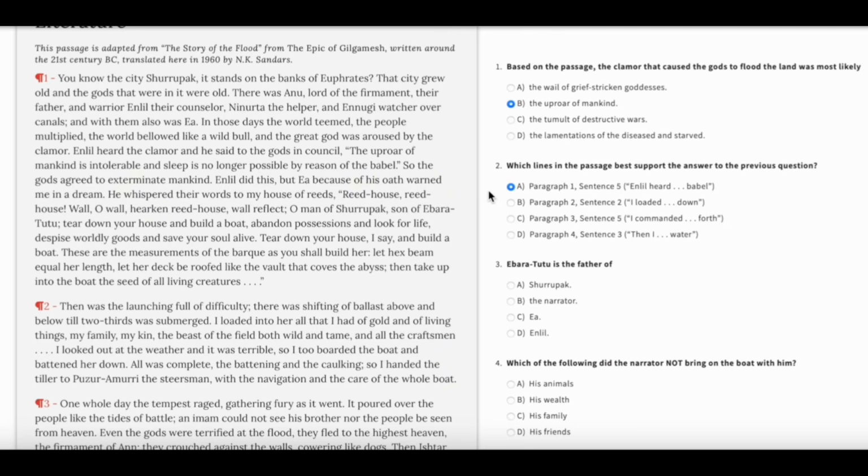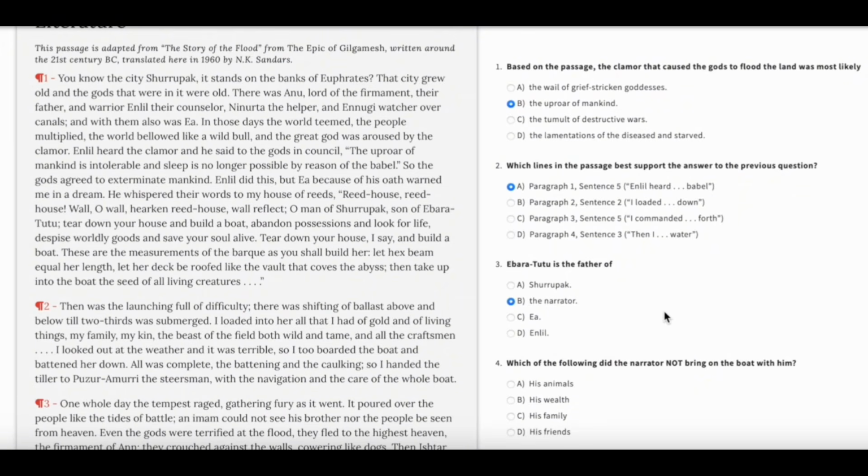Abandon possessions and look for life, despise worldly goods, and save your soul alive." Who's talking there, by the way? I think that's Ea, right? Because of his oath, Ea warned me in a dream, and here's her warning. Who's she speaking to? Whoever the narrator is. She calls him, "O man of Shurapak, son of Ibarra Tutu." So, Ibarra Tutu is the father of who? The narrator. Answer choice B. Does that make sense?